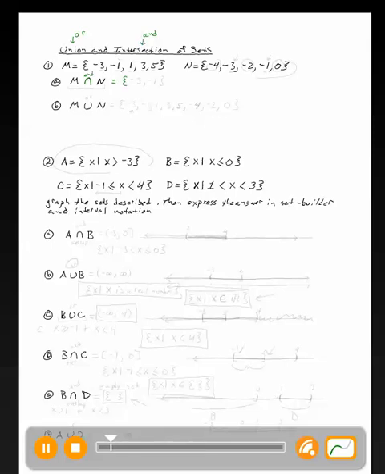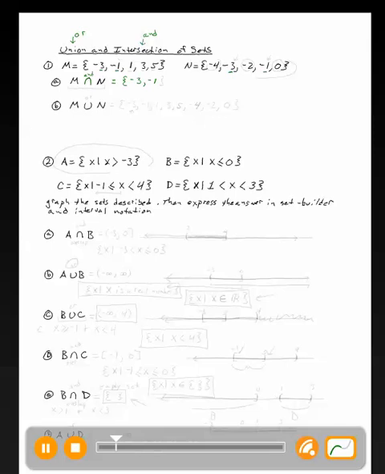So what I do is I start with my first set, M, and I look at each element. So -3 is an element of M. And then, is it an element of N? Yes, it is. Since it's in both sets, it's included in the intersection. Then I move on to the second element of M, -1. Is it an element of N? Yes, it is. So it's included in the intersection.